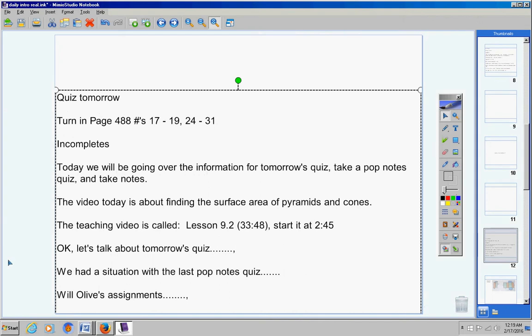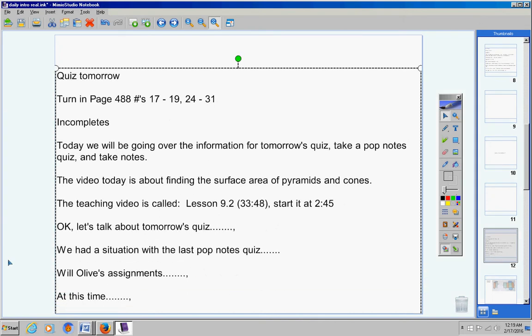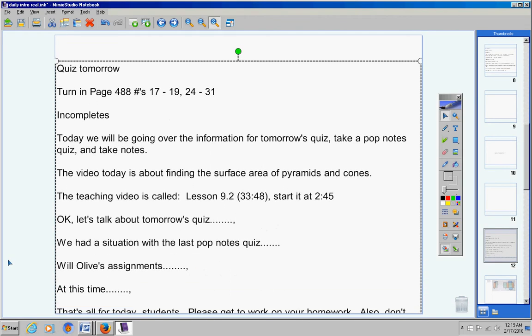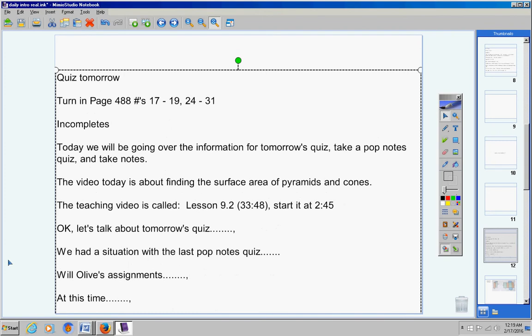Okay, moving on. At this time, let's go ahead and get ready for our pop notes quiz. So please get out a blank sheet of paper. Make sure your name is up top, and go ahead and put Pop Notes Quiz. So at this time, get out a blank sheet of paper, put Pop Notes Quiz across the top, put your name across the top, and then turn in your notes to lesson 9.2.